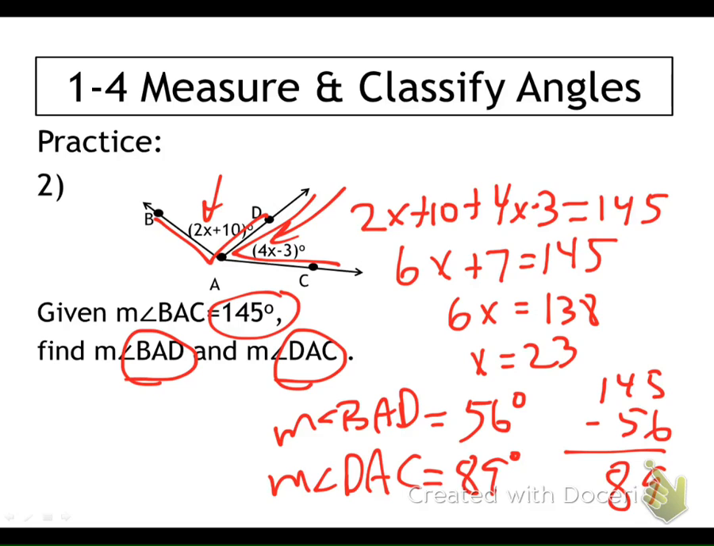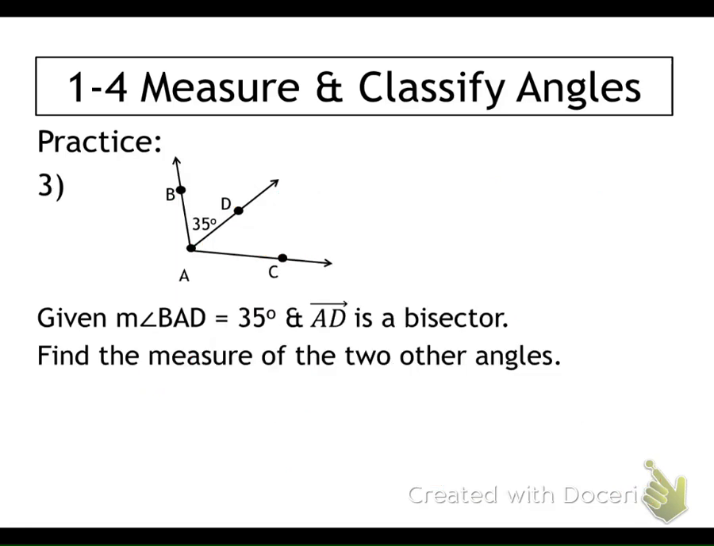Alright. Another type of angle is when we have a thing called a bisector. We introduced bisector yesterday. Bisector is when things get cut in half. So we also have a bisector of angles. AD cuts BAC in half. So what we're simply going to do is use that knowledge and set up an equation.